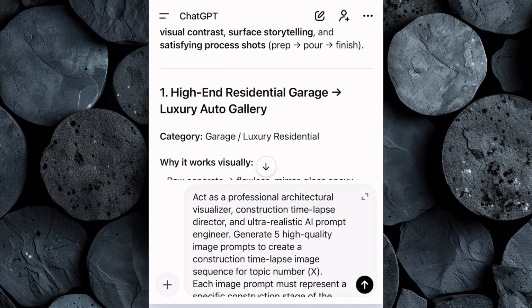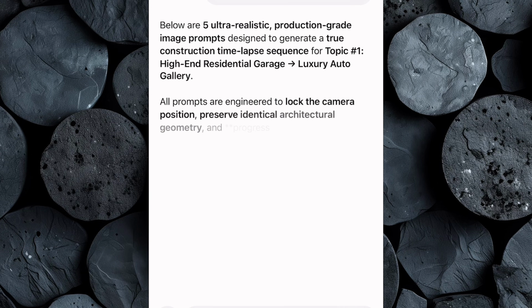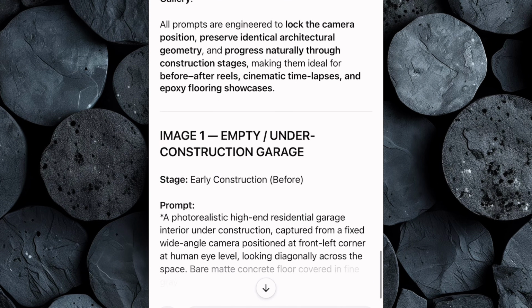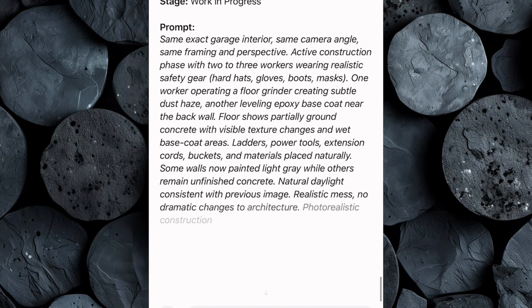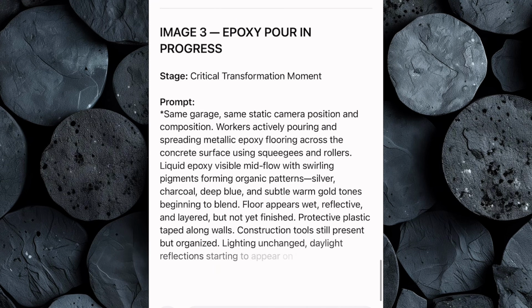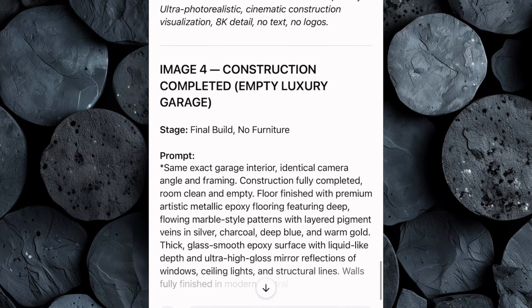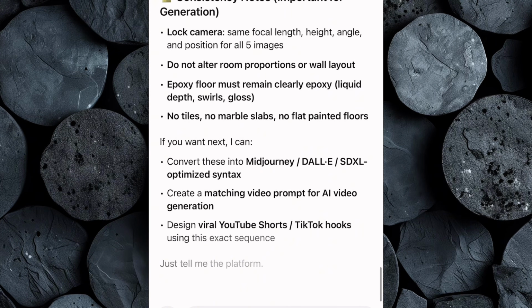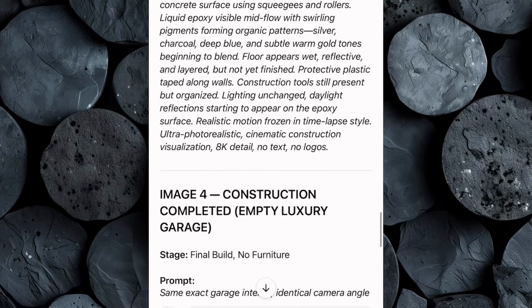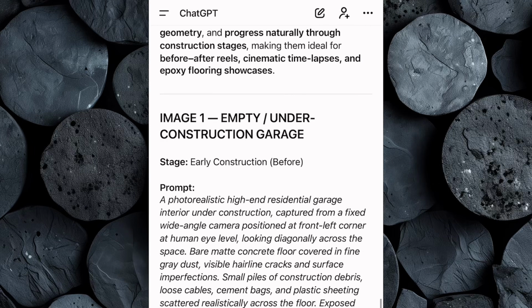First, enter the number of image prompts you want the AI to generate. This depends on how long you want your video to be and how many construction stages you want to show. Next, enter the number of the topic or idea you selected earlier. After that, hit enter. Within seconds, ChatGPT will generate a complete set of detailed, ready-to-use image prompts, broken down stage by stage, from surface preparation and fixing to epoxy pouring, and finally the fully finished luxury result. These prompts are designed specifically for creating satisfying epoxy flooring and home renovation images using AI, making them perfect for generating the exact type of visuals you need for a viral time-lapse or transformation video.